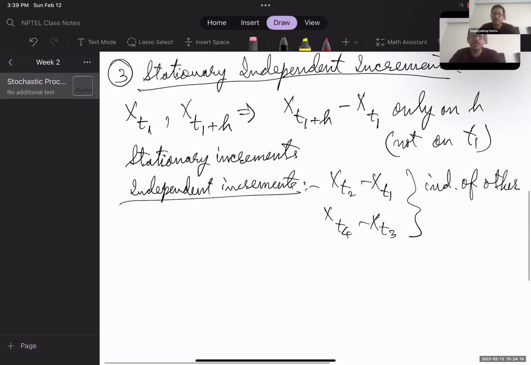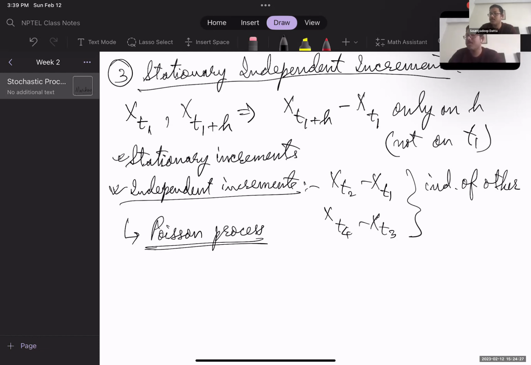Is this clear? And there are two important phenomena actually. The Poisson process is used for modeling queues. This follows both stationary and independent increments. This is primarily what is used to model queues. The other one is Brownian motion, which you might have heard of in physics, and which is also used to model other things like random walks.